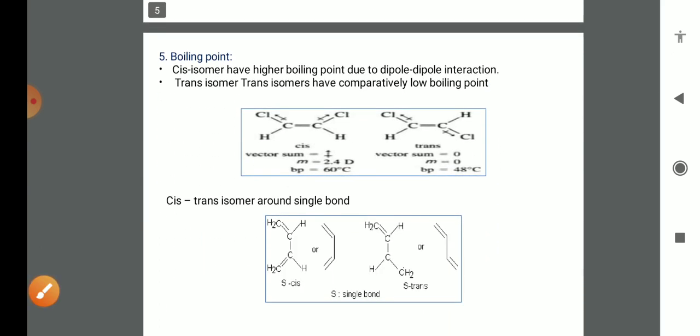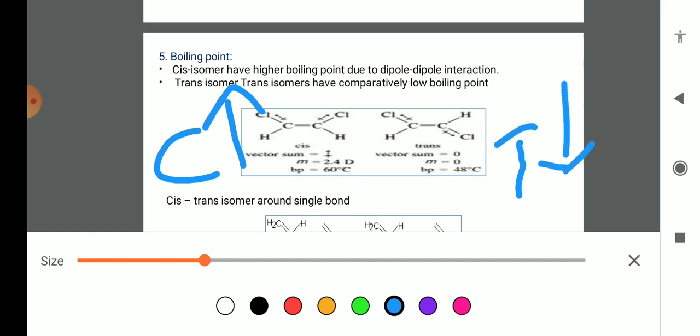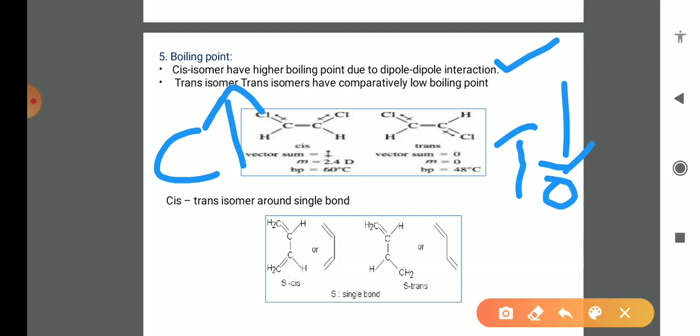Next, the boiling point, another method by which we can identify whether our molecule is the cis or trans isomer. The cis isomer has a higher boiling point and the trans isomer has a lower boiling point. Why? Because of dipole-dipole interaction. The dipole-dipole interaction in the cis isomer is higher, but in the trans isomer the dipoles cancel each other. The dipole moment is zero, so the boiling point of the trans isomer is lower.